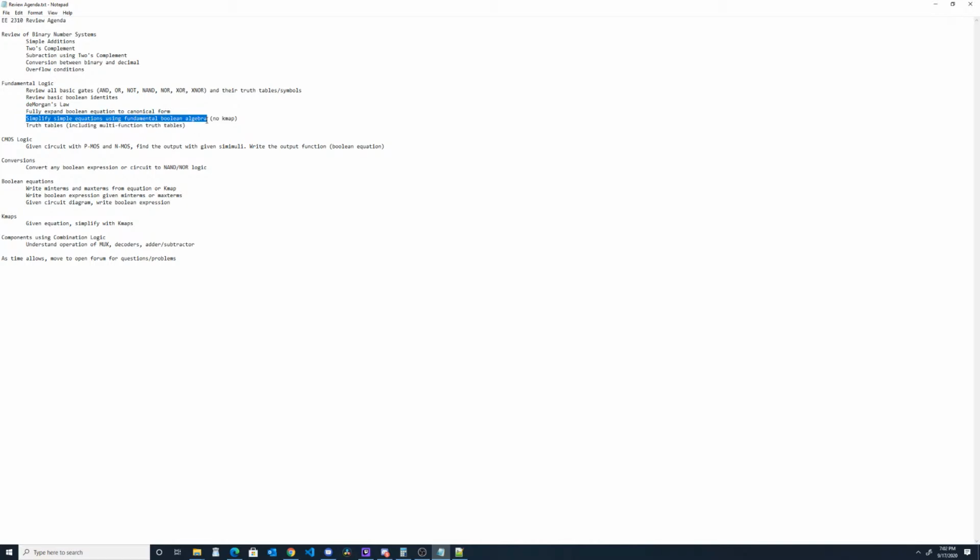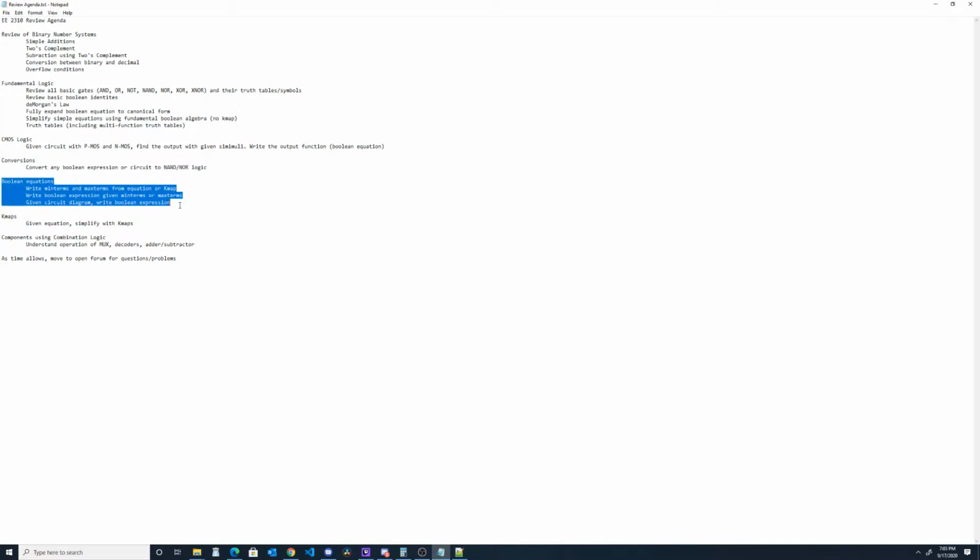Simplifying Boolean equations just using some fundamental Boolean algebra, K-maps, and I'll be going over truth tables. I'll have an example with some CMOS logic, so given a circuit with some PMOS and NMOS transistors, find the output with a given stimuli, and then write that output function into a Boolean equation. Conversions, so NAND and NOR logic, you can use NAND or NOR logic to convert any Boolean expression to using just those gates. So I'll show how you convert any expression to NAND or NOR logic using one or two clever tricks in DeMorgan's Law.